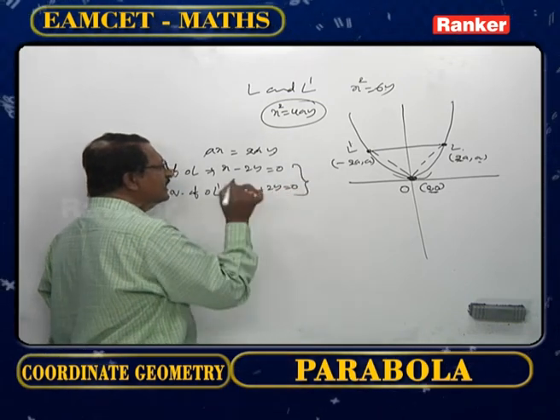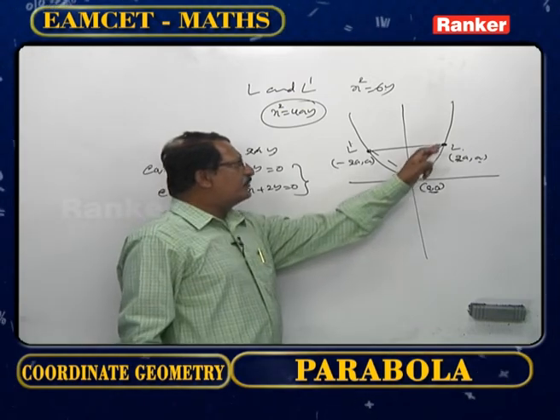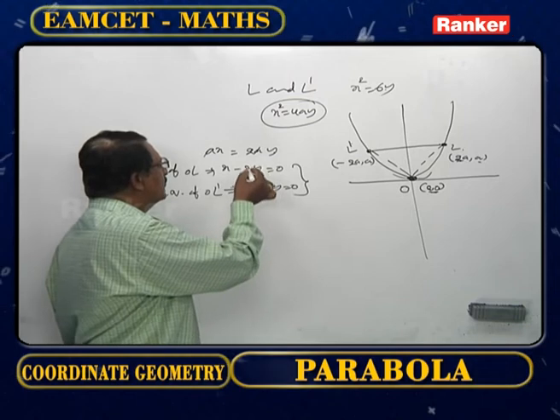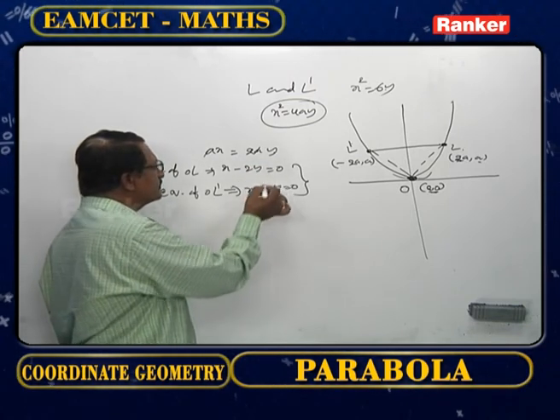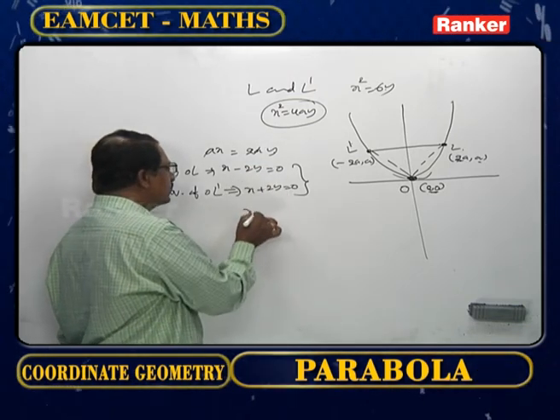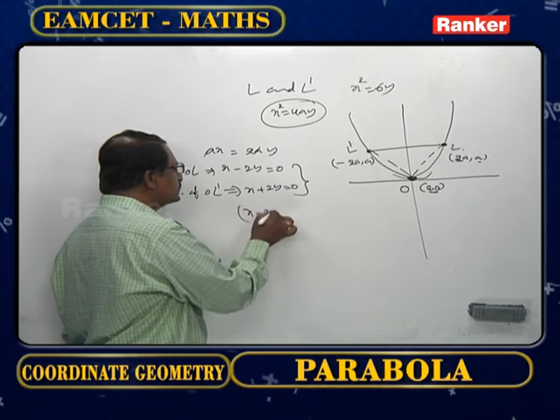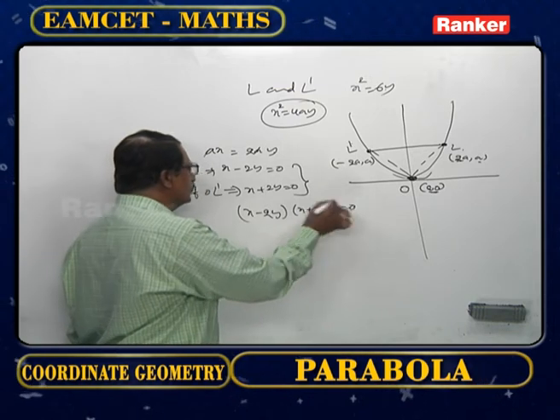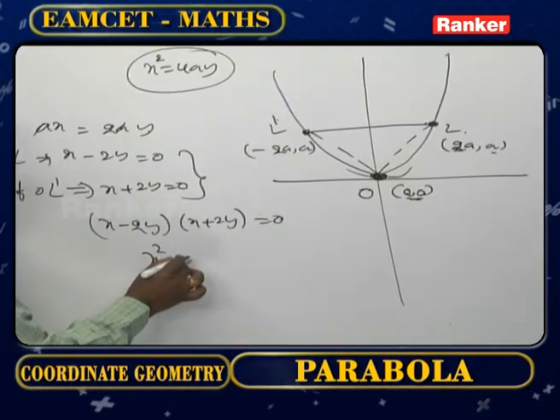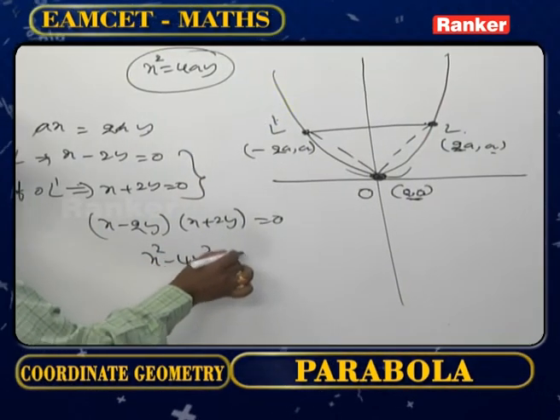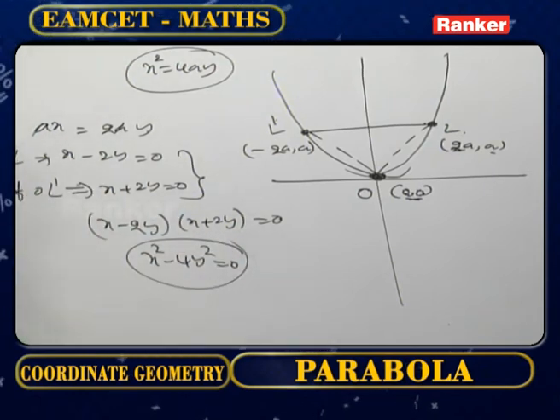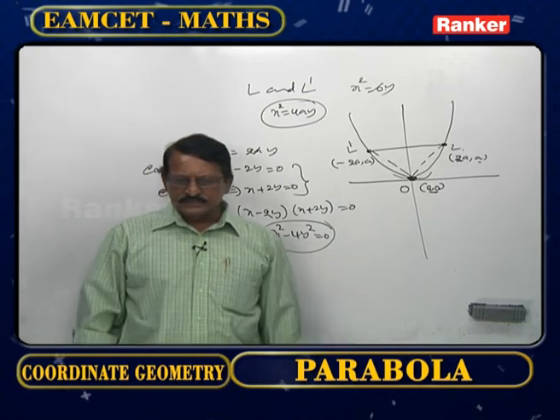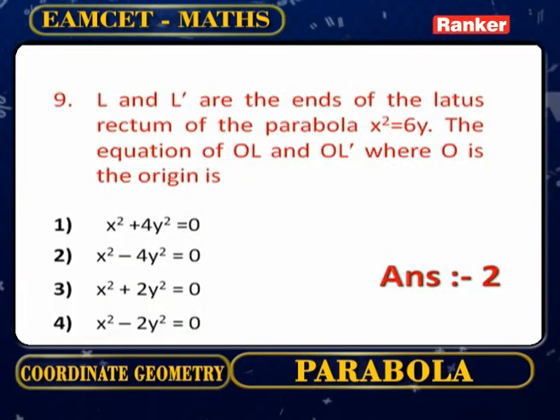But we require the combined equation of OL and OL dash. By multiplying these two equations together, we get the combined equation (x minus 2y) into (x plus 2y) equals 0. Now x square minus 4y square equals 0 is the required equation. So the answer is the second option.